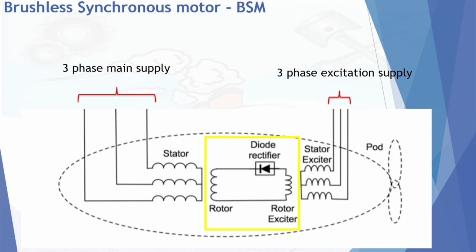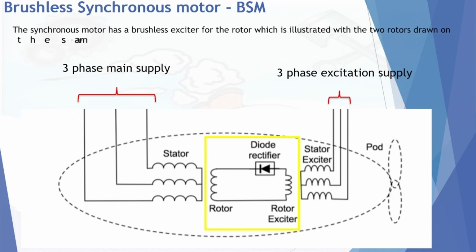Okay, so the previous case that we saw has a commutator and slip ring arrangement, but there are some brushless synchronous motors also, and they are most favored, with less maintenance that you can do, because you do not have brushes and slip rings, so no wear and tear. So the brushless excitation is there, same like your brushless alternators.